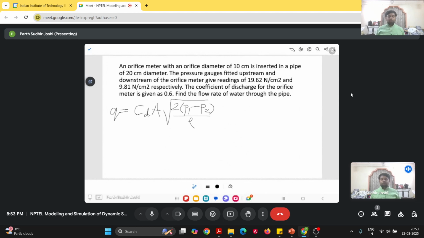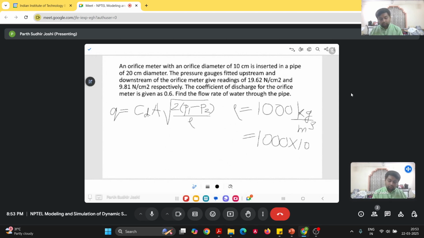So the density of water is basically 1000 kg per cubic meter, which is basically 1000 into 10 to the power 3 into grams per.